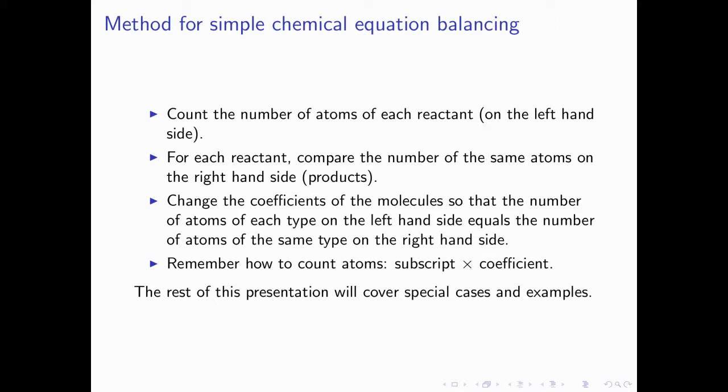Finally, remember how to count atoms. We take the coefficient and multiply it by the subscript. If there is no coefficient or subscript shown, that means it has the value of 1 and is not shown for simplicity. Recall a similar usage in algebra for variables. We will see examples of this process throughout the rest of this video.